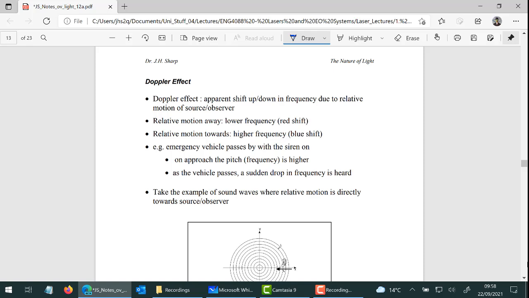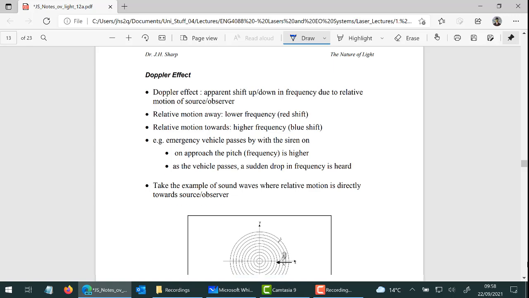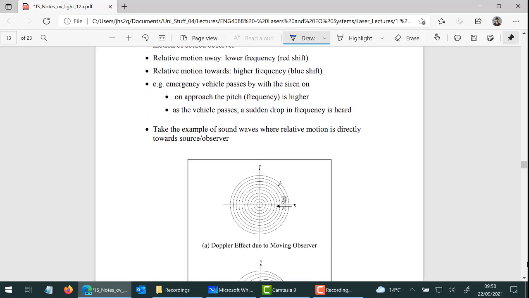And so one of the useful things that we can look at is the change in frequency that we get when the source of the wave is moving, or if the thing which is measuring the wave, the observer, is moving. If they're moving relative to each other, then we will get an apparent shift in frequency. So I'll try to represent that here.